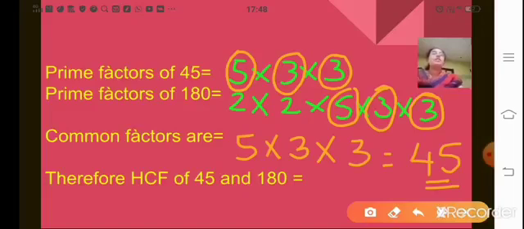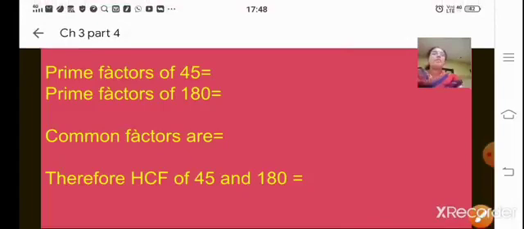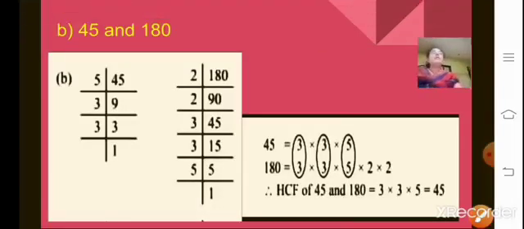Okay. So first what you have to do is find the prime factors of the numbers, and then from those prime factors you will take the common factors and multiply them to find the HCF. Yes. Here in this slide I have again shown you the working so that you can copy it down in your notebook.